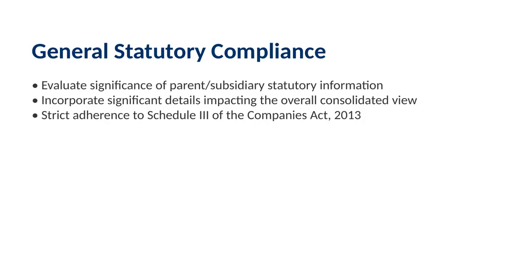First, you must examine whether any additional statutory information disclosed in the separate financial statements of the parent or the subsidiary is so significant that it impacts the overall consolidated view. If it does, it must be brought into the consolidated statements. You also need to ensure that the general instructions for preparing consolidated financial statements, as laid out in Schedule 3 of the Companies Act, 2013, are strictly followed.